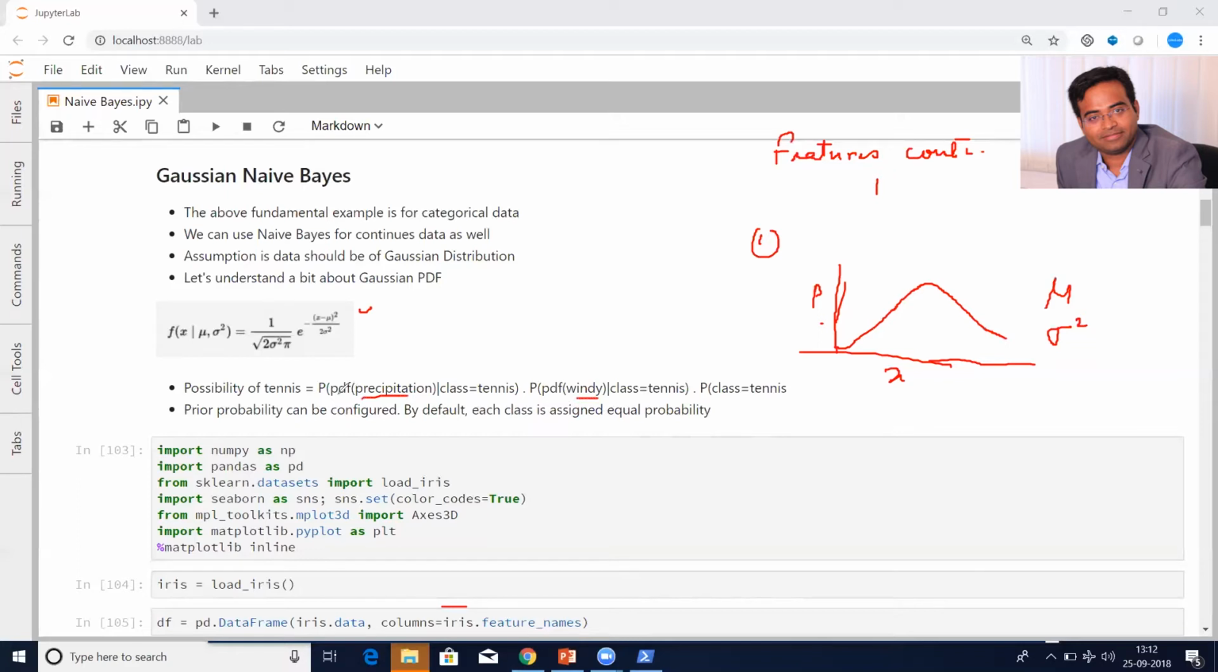So what you're doing here is calculating the PDF of precipitation. When the class is tennis, you're calculating the probability of precipitation. When the target is tennis, you're calculating the probability of windy. This is a conditional probability, and you multiply that with the class probability, which will give you the possibility of tennis. Similarly, you'll calculate the possibility of chess, and then you'll normalize them, and whichever is the final verdict will be your final outcome.